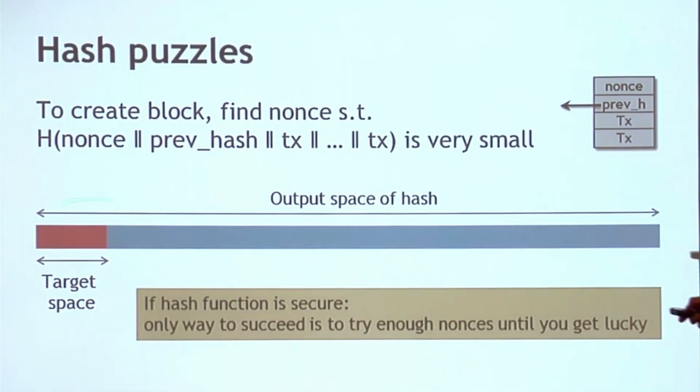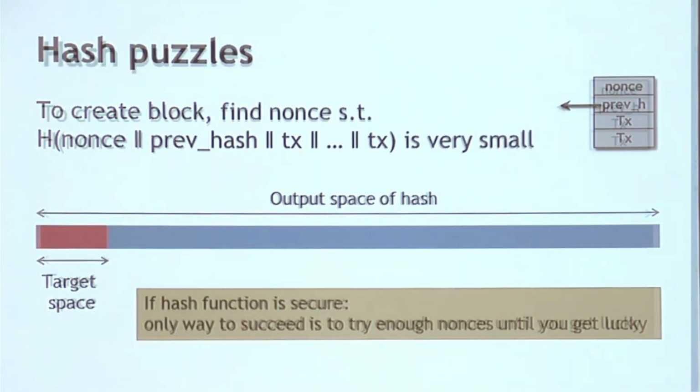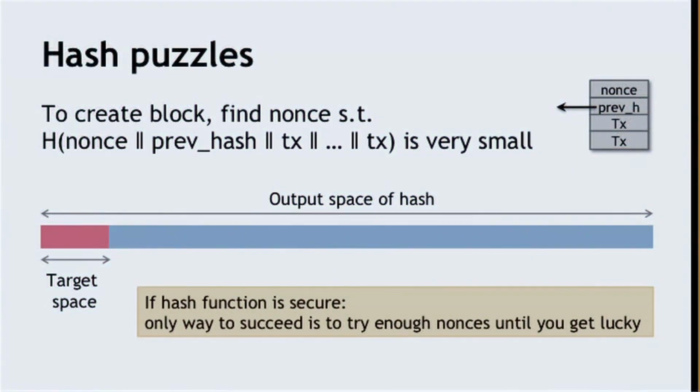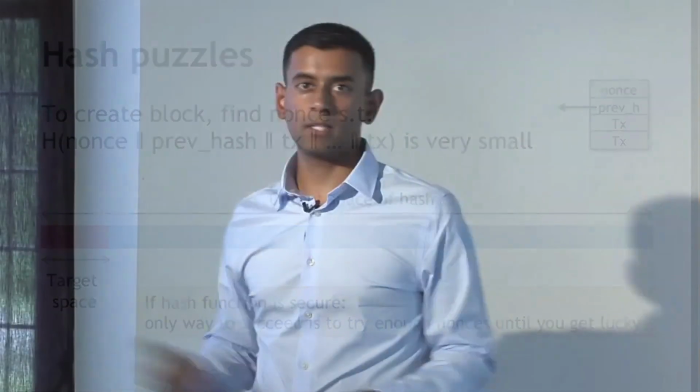So specifically, if this target space were just 1% of the overall output space, you would have to try about 100 nonces before you got lucky, and if this hash function were to behave essentially randomly, only 1 in 100 nonces will result in an output that falls within this target space. In fact, the size of this target space is not nearly as high as 1% of the output space. It's much, much smaller than that, which we'll get to in a second. But fundamentally, this is the computational problem that a node is required to solve in order to produce the block.